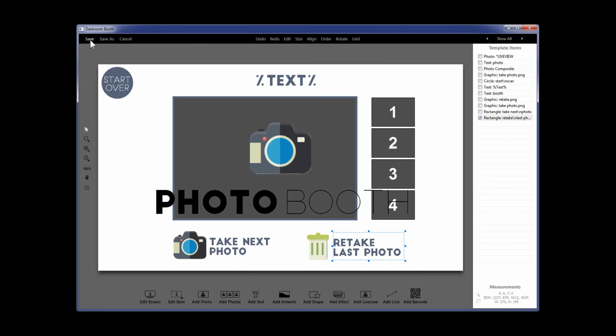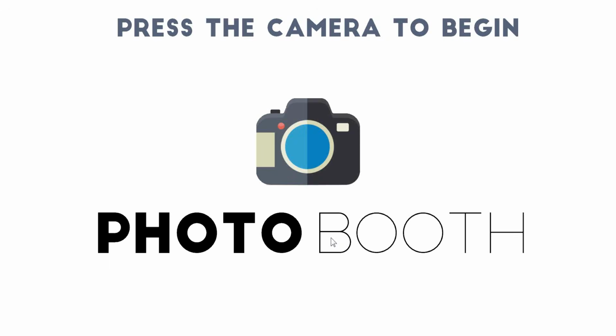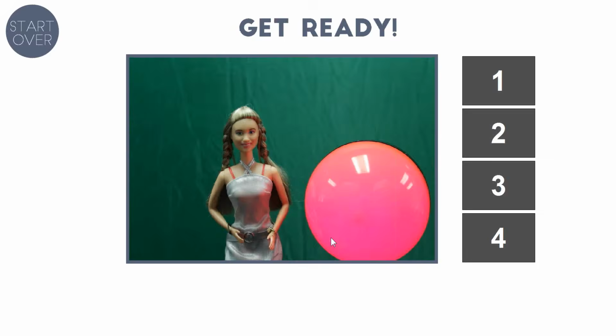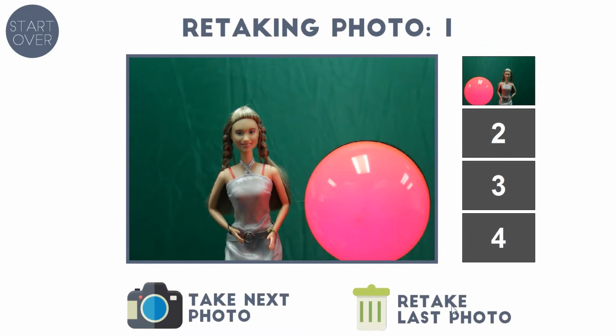So that's how that would work. Now I'm going to go back and run a session so you can see that in operation. So here's our beginning screen. Press the camera to begin. So we'll start. Get ready. The live view comes on. You can see my Phidget board is on. I get a 3, 2, 1. It takes my picture. It displays for me. I decide I don't really like that picture, so I want to take another one. So it's going to retake photo 1.